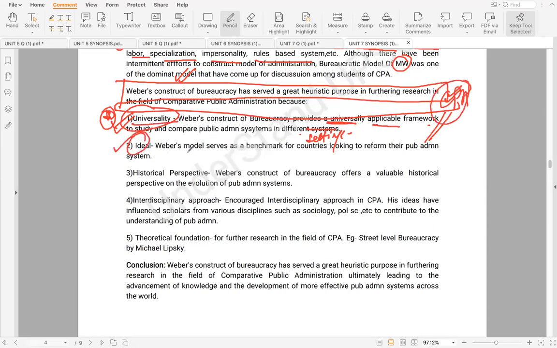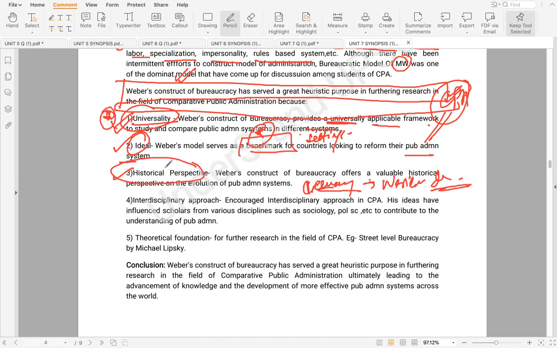Second, ideal. So all the features of Weber's model serve as a benchmark for countries looking to reform their public administrative system. Third, historical perspective. Weber's construct of bureaucracy offers a valuable historical perspective. You know that he has talked about Germany, right? And the studies are conducted in Germany, and it was for a Western developed industrialized nation in general. This is what a historical perspective is being offered by the Weberian model, wherein the concept of bureaucracy offers a valuable perspective on the evolution.